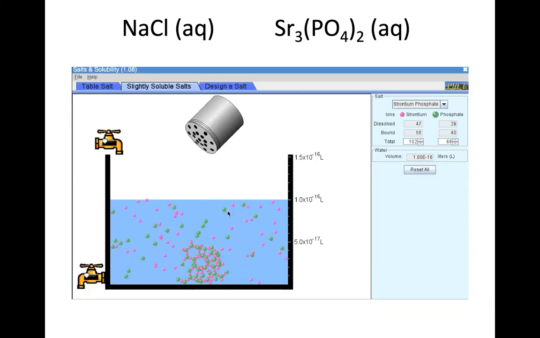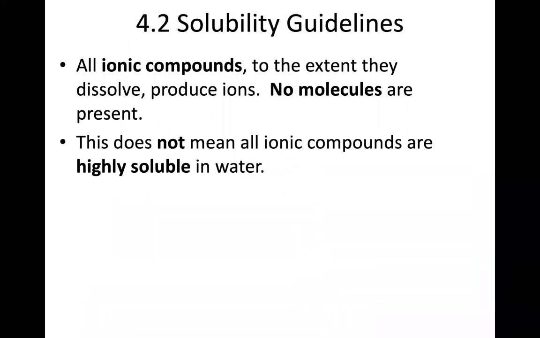I think they're both ionic compounds. They're both dissociating to give me ions, but the maximum number of ions they could produce in the solution is quite different. I think that the sodium chloride is more soluble, more of it can dissolve than the strontium phosphate. So when I say that ionic compounds, when they dissolve, produce ions, not molecules, that's our description for a strong electrolyte. But this doesn't mean that every strong electrolyte is going to be highly soluble in water.